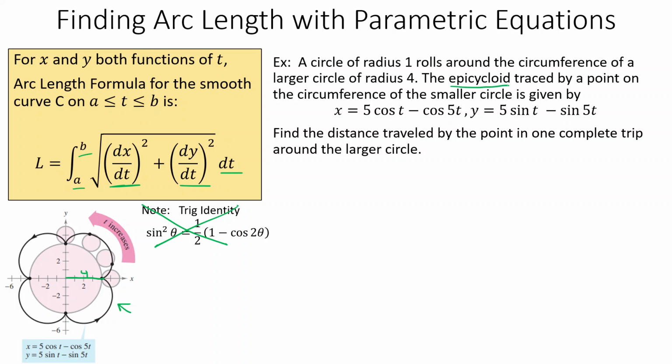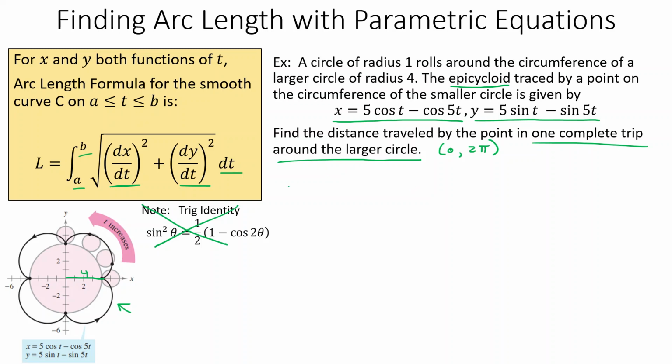The epicycloid is what that's called, traced by a point on the circumference of the smaller circle, is given by x equals this, y equals this. Find the distance traveled by the point in one complete trip around the larger circle. All right, so that should be from 0 to 2 pi. One trip around, when we're working with cosine and sine, it would be from 0 to 2 pi.